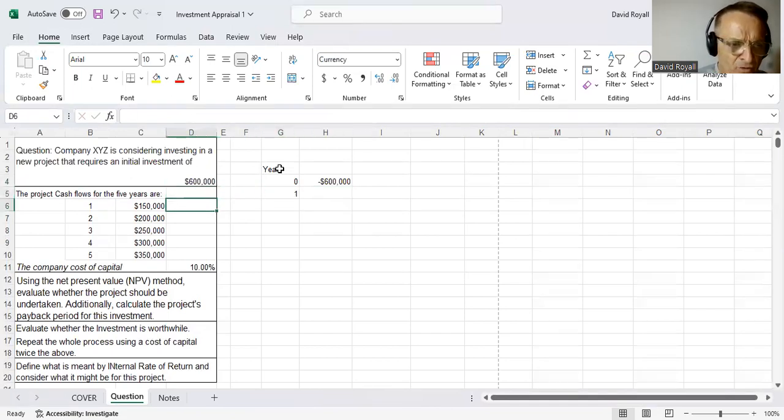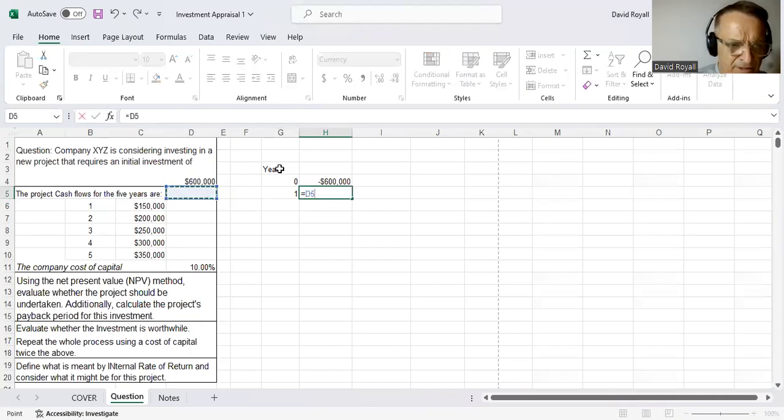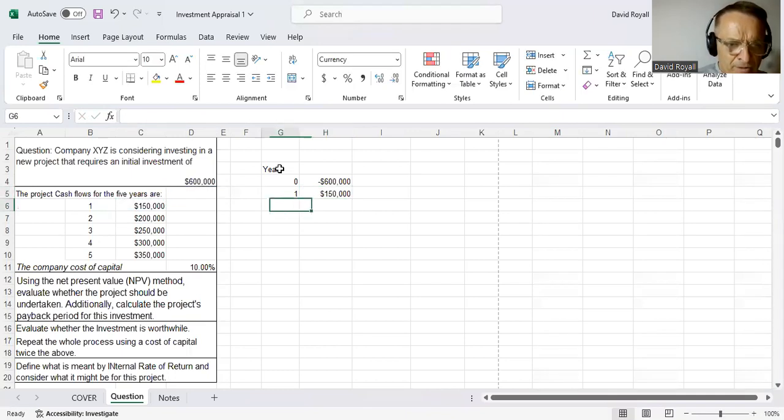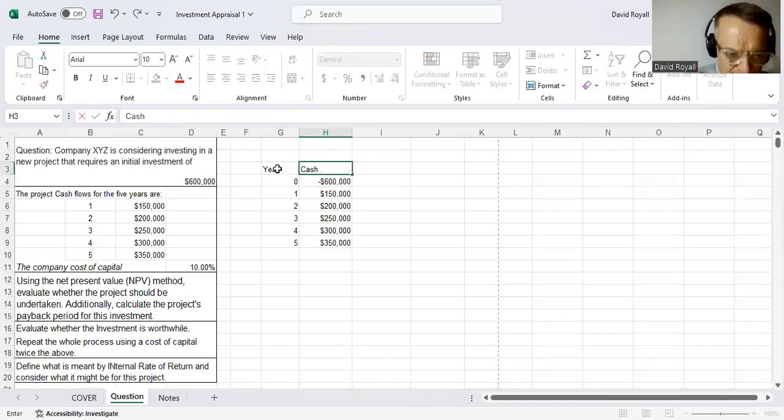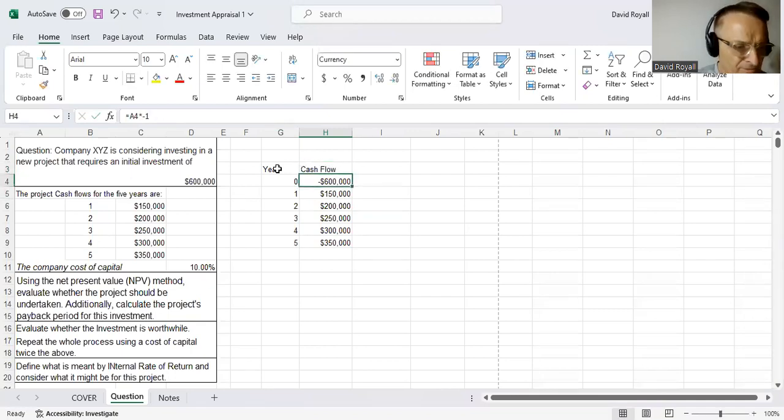So by the end of year one, we've got 150,000. So I'll just equal that figure. And year 2, 3, 4, and 5. So I'll just replicate that down. So here's all my cash inflows here. And if it's negative, it's a cash outflow. So give it a heading. That's the cash flow. Make sure we know what we're doing.